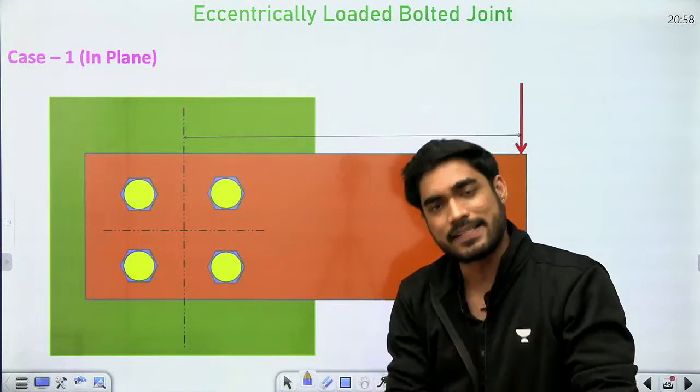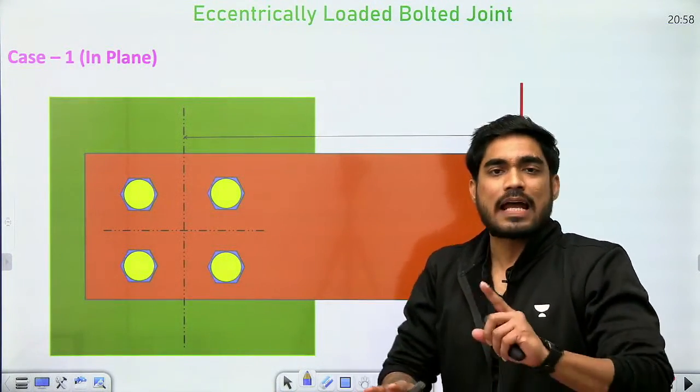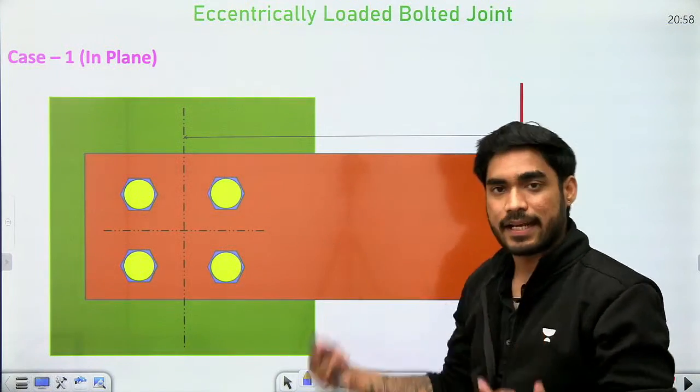ओके चलो, सो बेटा केस 1 एंड केस 2 ऑफ eccentric loading in bolted joint is very similar to riveted joint, so you don't have to understand the process again.